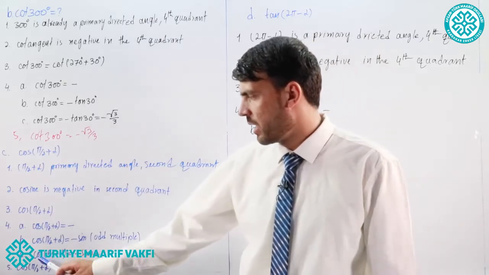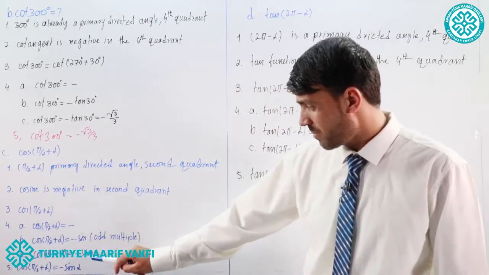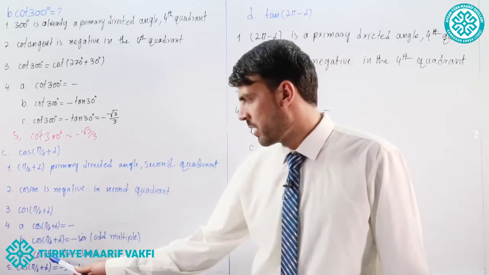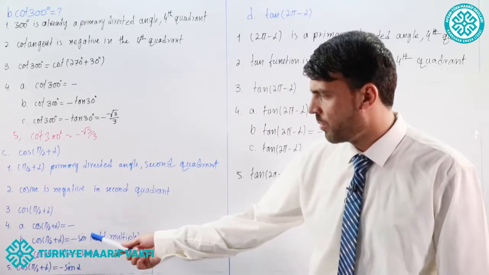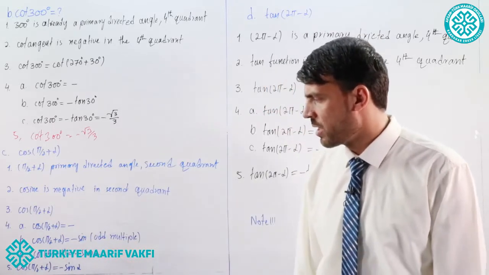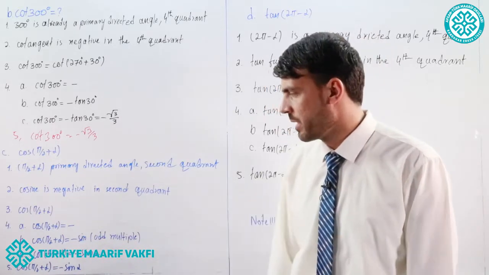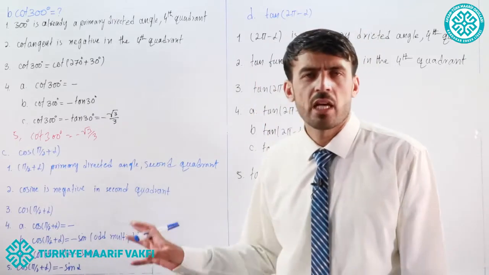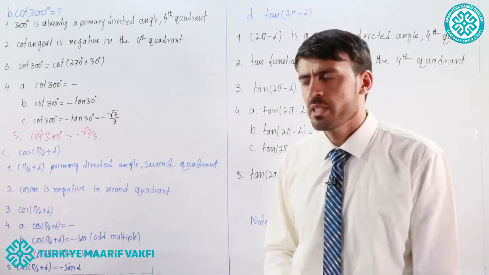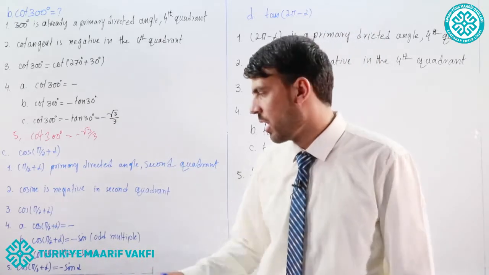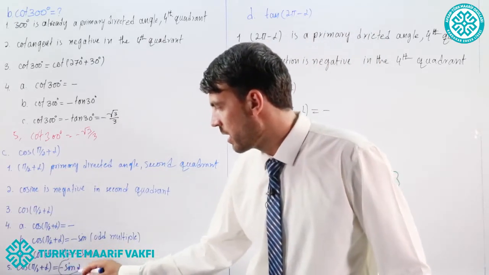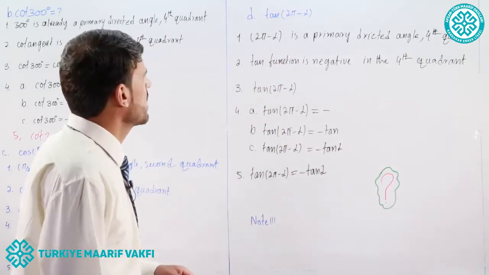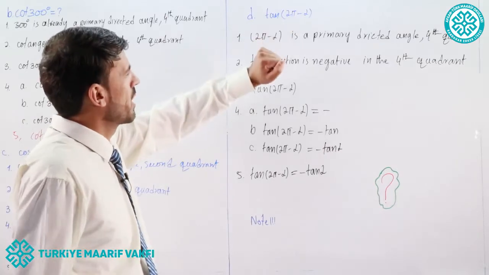Also in the third step, we should remove the quadrantal angle, and here we have removed pi over 2, and only alpha remains. And find the value for the remaining angle. The remaining angle is alpha, and we cannot find a numeric number for this, so the answer is minus sine alpha. Also we have another example, which is tangent 2 pi minus alpha.